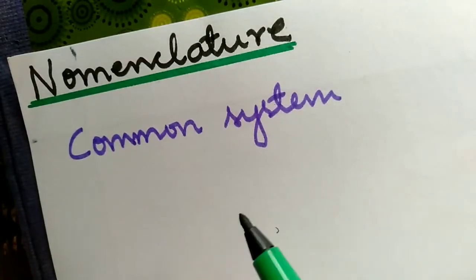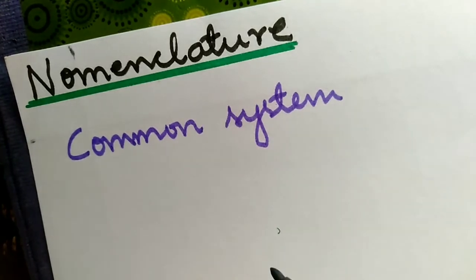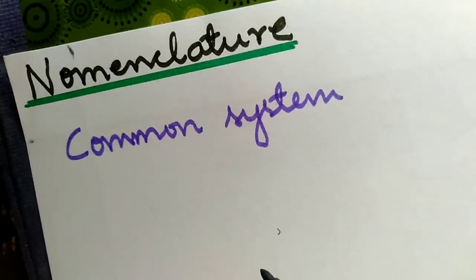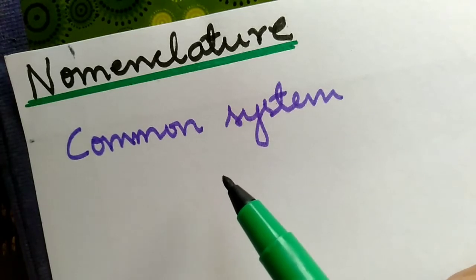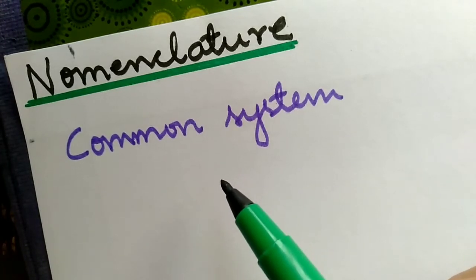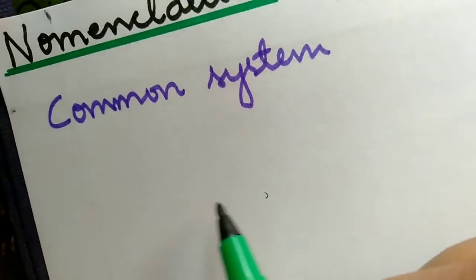In this video, we are studying the nomenclature of alkanes, that is how to name a given alkane, and we have specifically the common system. So let us see how to name a given alkane. Now suppose you have this given alkane.